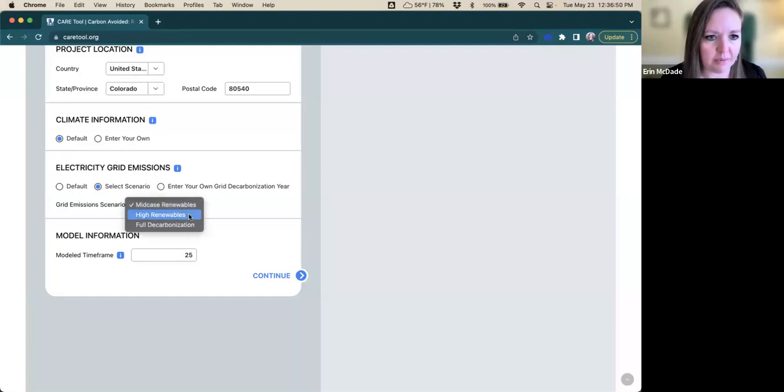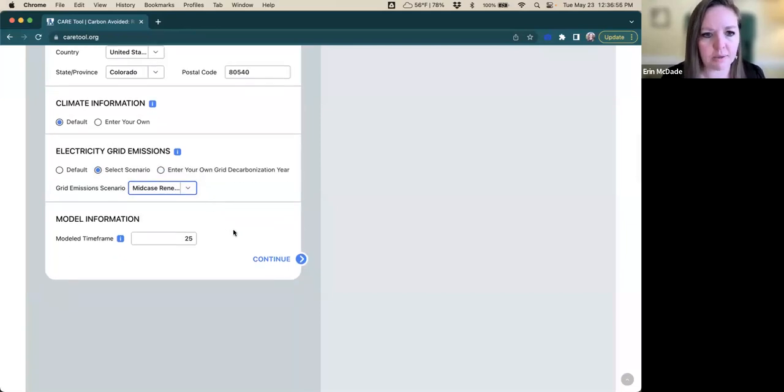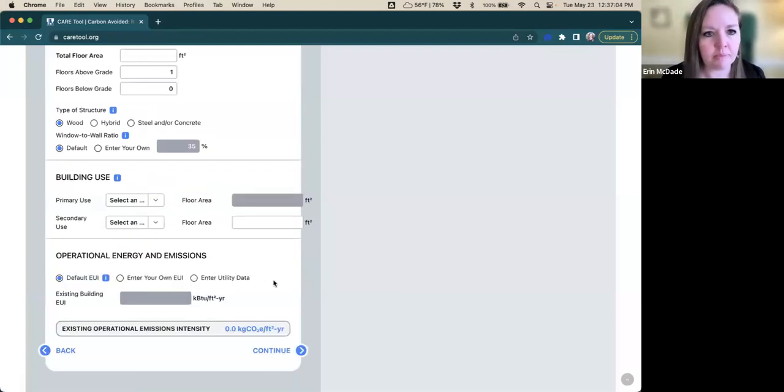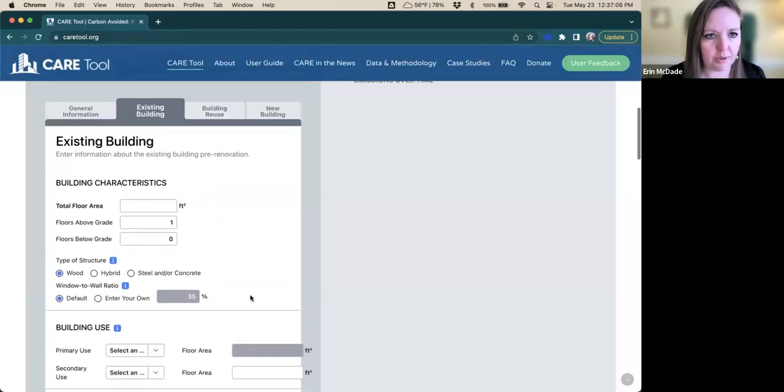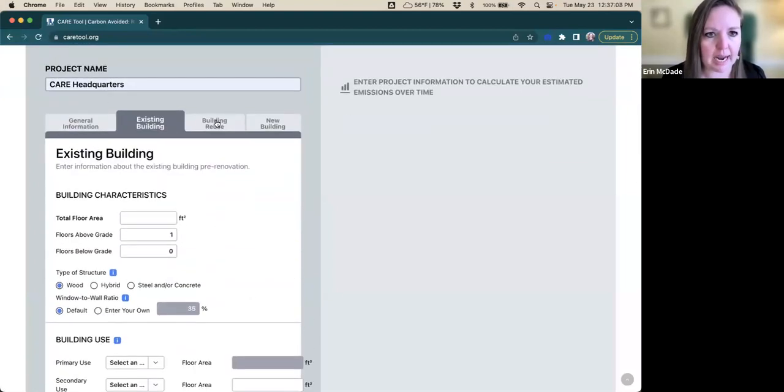For now, I'm gonna do a high renewables case. Yeah, I'm gonna do mid-case renewables here. Doesn't really matter. And then the model time frame defaults to 25, but I'm gonna stick with my 17 because that is our 0 year. Then you just hit continue and it'll automatically click to the next tab, or else you can switch between tabs and it of course retains all of your information.